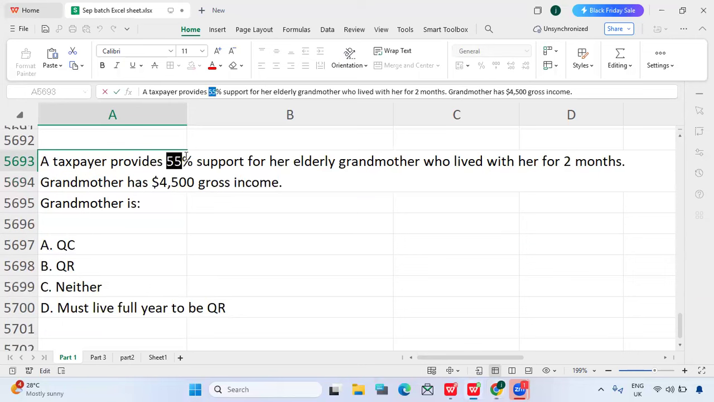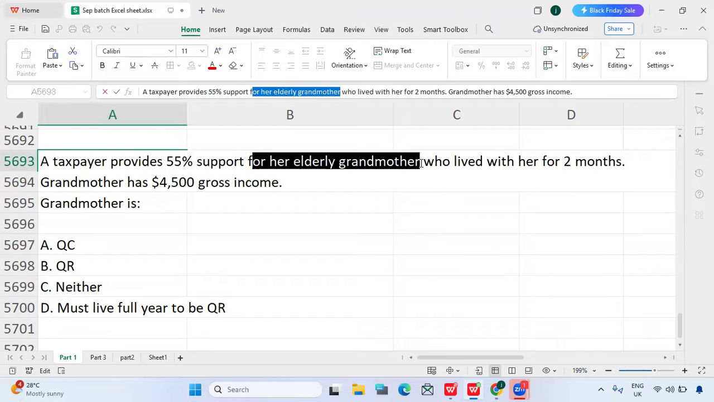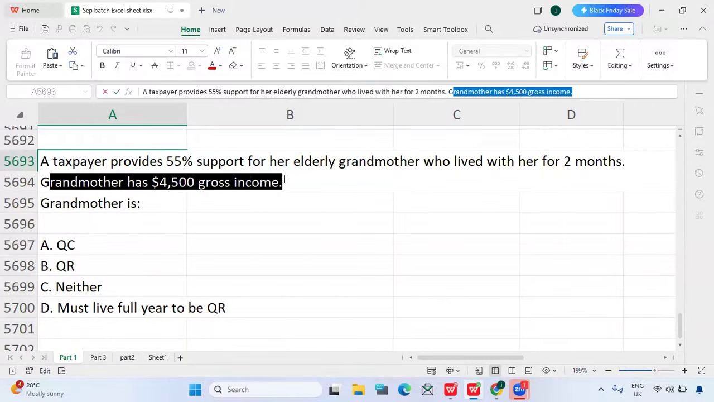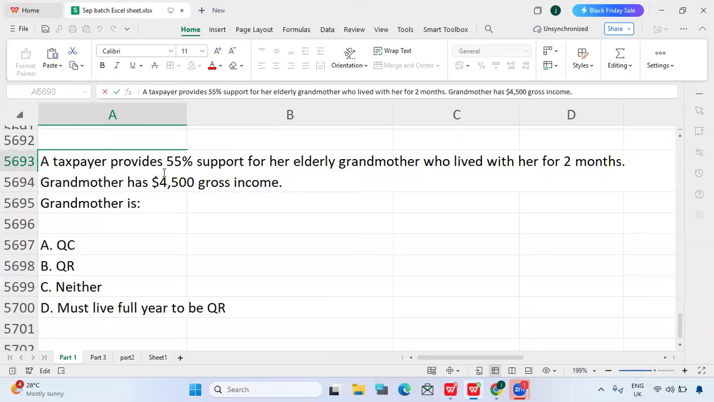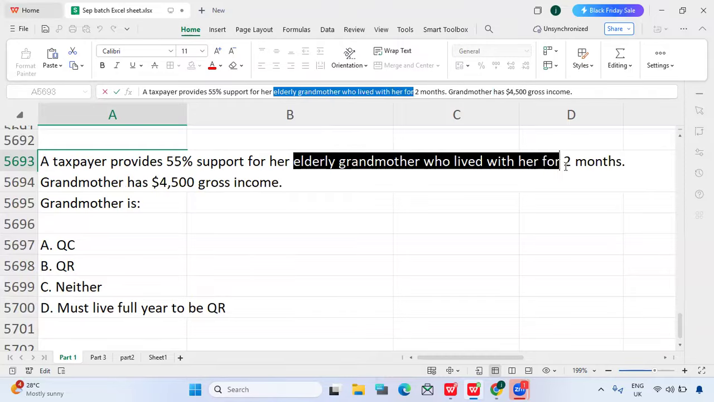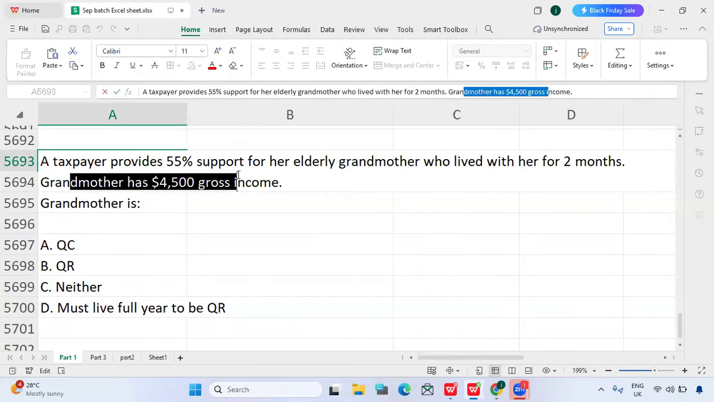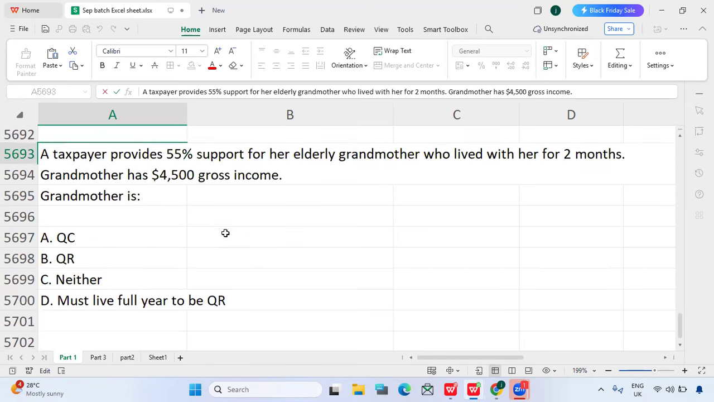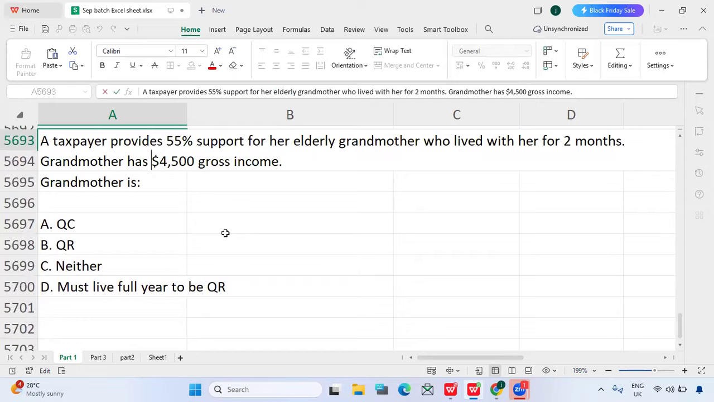So we have to check more than 50%, right? So this is done. And for elderly grandmother, that is also fine. We can still go under qualifying relative. Even though she lived with her only 2 months, with grandmother gross income 4,500, the income condition is met. There is no need to reside with the taxpayer all the year in case of a qualifying relative.